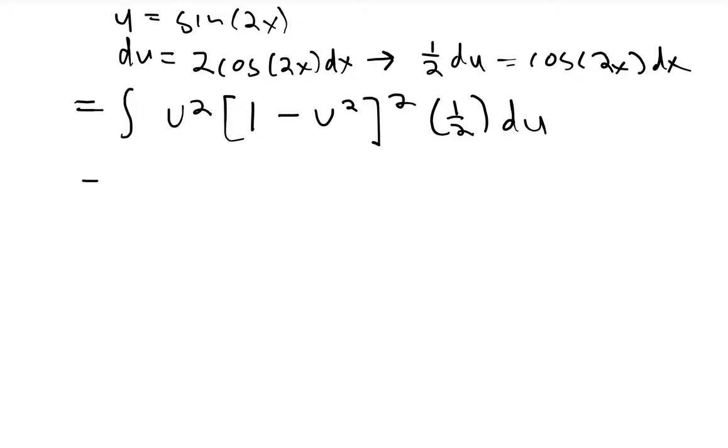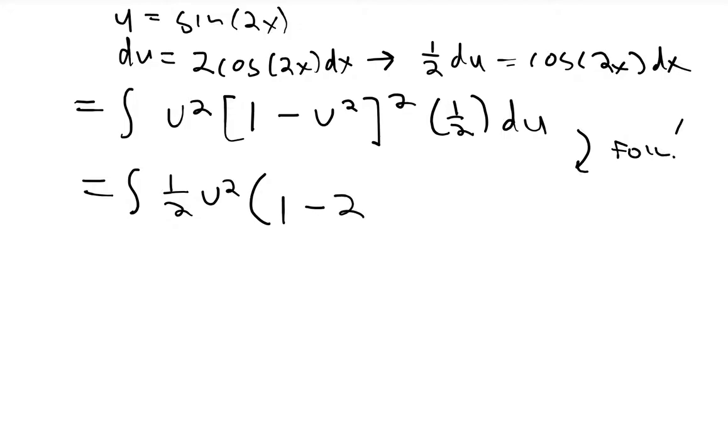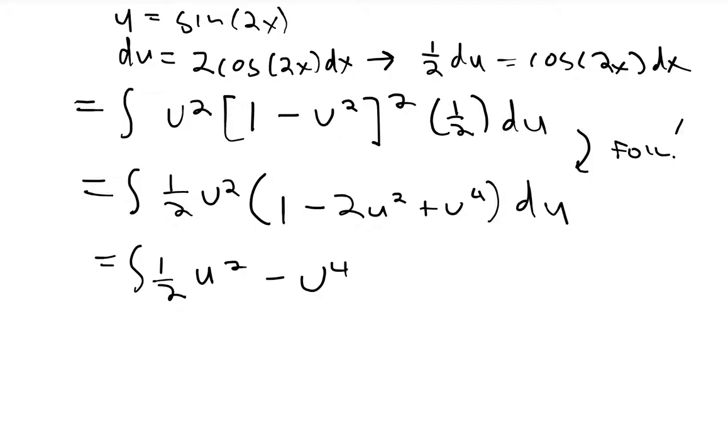All right, so be very careful with, say, moving your terms around, foiling. So what's happening here is me actually multiplying that square out. And on this next step, I'm going to go ahead and distribute everything through. We'll get a half u squared minus u to the 4th plus a half u to the 6th. Watch your powers.